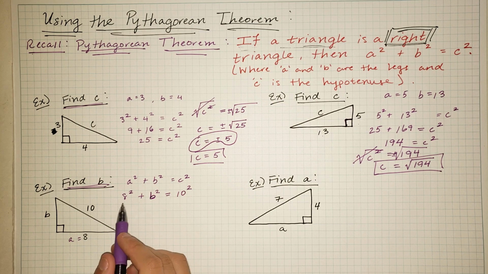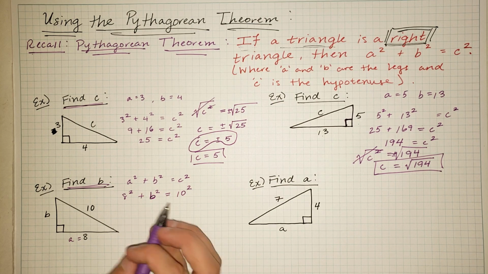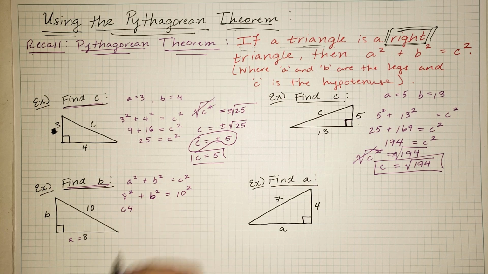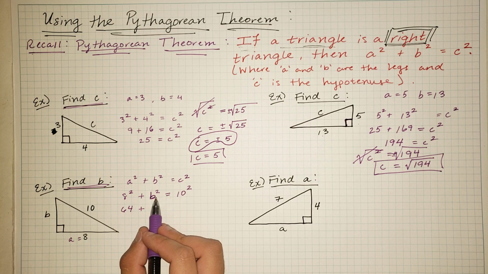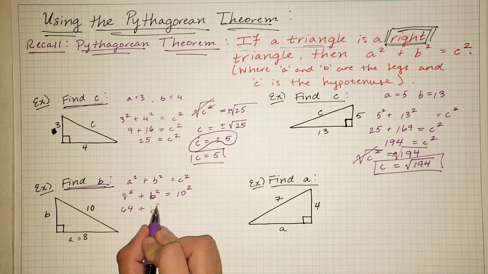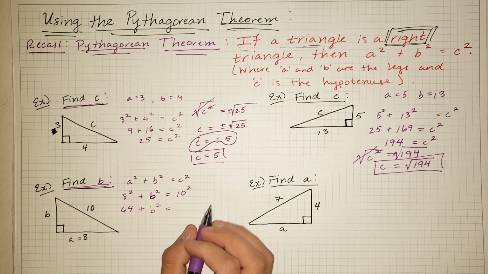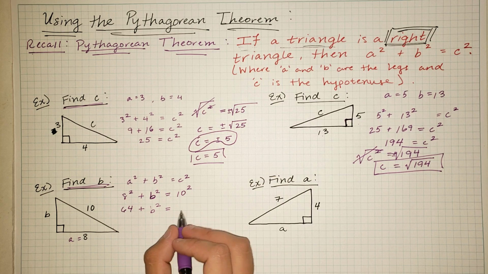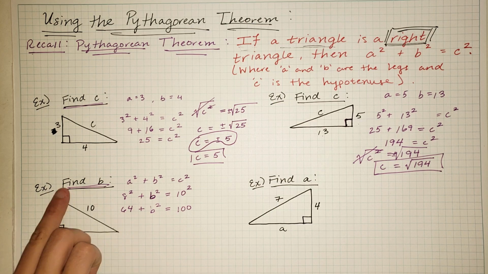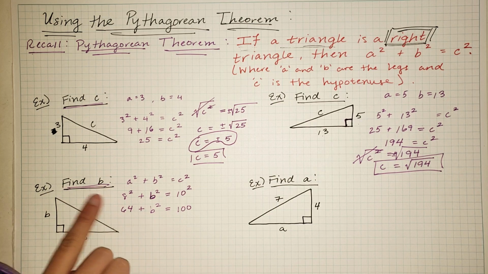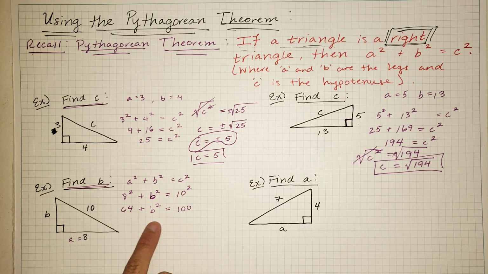All right, so 8 squared is 8 times 8. 8 times 8 is 64, plus b squared, we don't know, so we keep it just like that, equals 10 squared. 10 squared is 10 times 10, which is 100, right? Then we want to get the b by itself. We want to find b. But if we want to get b by itself, we should probably get b squared by itself first.